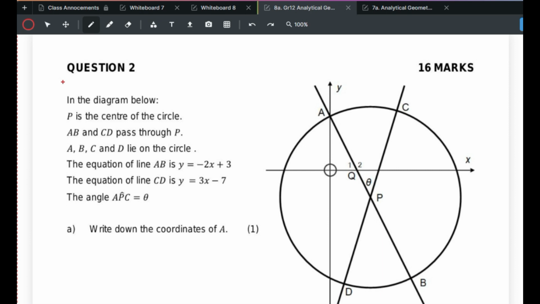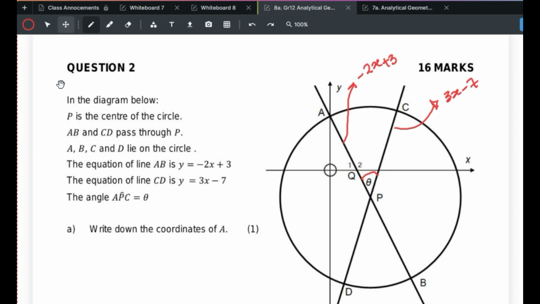Now the equation for AB is y equals negative 2x plus 3. The equation for CD is y equals 3x minus 7. So real quick, this equation over there is the one that is negative 2x plus 3, and this one over here is 3x minus 7. Now they tell you that the angle APC, this angle over there, is theta. Write down the coordinates of A. So the first question was for you to find the coordinate of A.